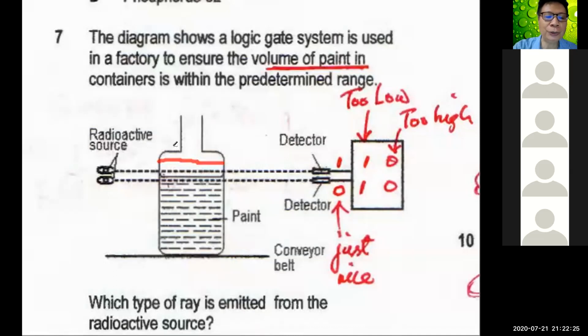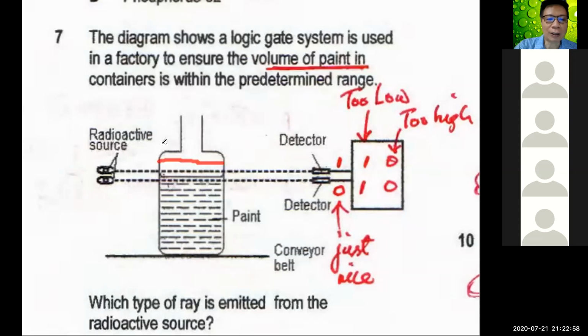Which type of ray is used to check the level of paint? So use what? Alpha, beta, gamma, which one? Which one is most suitable to be used here? This one uses alpha or beta or gamma? Use gamma. Use gamma now.